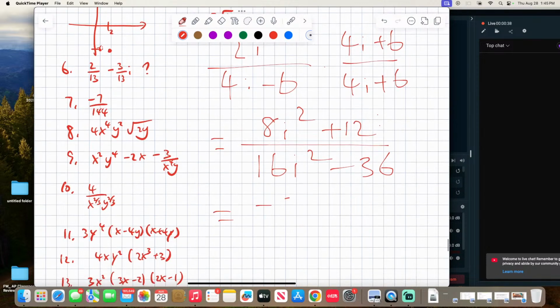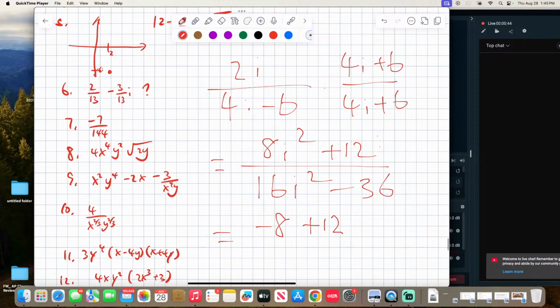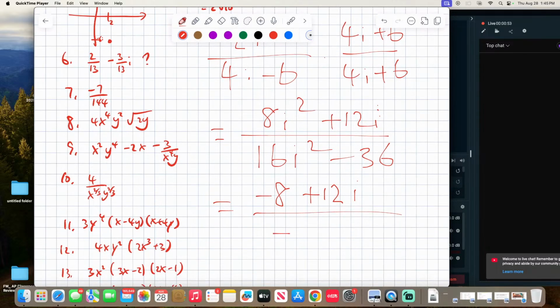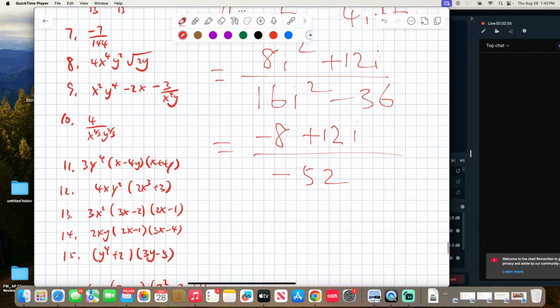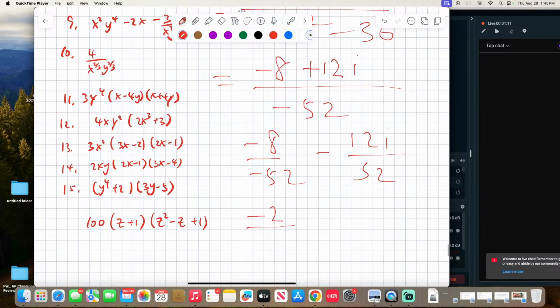And that's equal to negative 8 on the top plus 12i, sorry. 12i over this one is going to be negative 52, I believe. So it'll be negative 8 over negative 52 minus 12i over 52. And simplify this is going to be positive 2 over 13, right? And then minus 3i over 13.